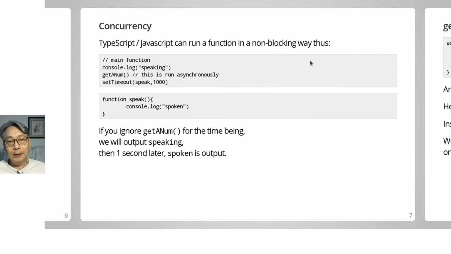We can run a function in a non-blocking way. get_a_num is run non-blockingly, or run asynchronously. But before we go into that, let's look at this code. It starts by saying speaking, and 1 second later, it calls the speak function which says spoken. So if we ignore get_a_num for the time being, this whole process should take about 1 second.